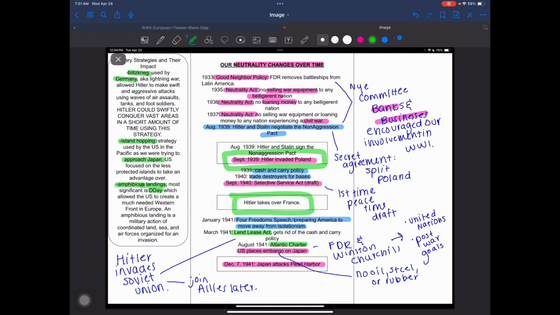The mastermind behind that invasion is going to be General Eisenhower, and it's called an amphibious landing because we had to invade from water to land. We had to go across the English Channel and invade the most northern part of France known as Normandy. Okay, so that was very, very important because it allowed us to create a Western Front.